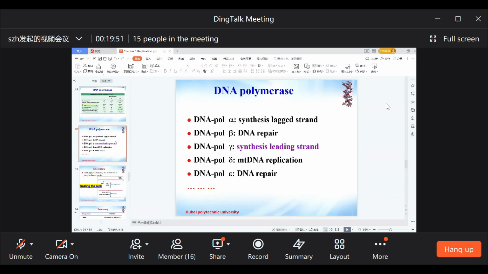For eukaryotic organisms, you can see every subunit, every kind of polymerase, has a different action. Pay attention to gamma, which synthesizes the leading strand. Alpha synthesizes the lagging strand. Beta takes action in DNA repair. Delta catalyzes and synthesizes the DNA. Epsilon is for DNA repair.